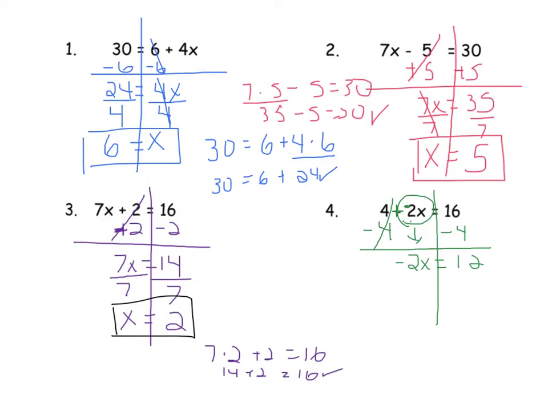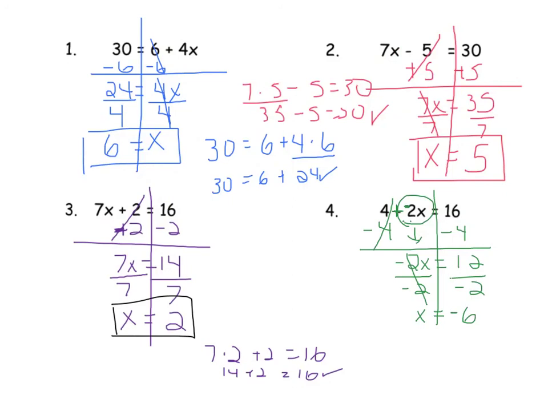The x is being multiplied by a negative 2, so we have to divide by a negative 2. Don't drop your negative. So negative 2 divided by negative 2 cancels out. You're left with x equals 12 divided by negative 2. 12 divided by 2 is 6. Positive divided by a negative is a negative.